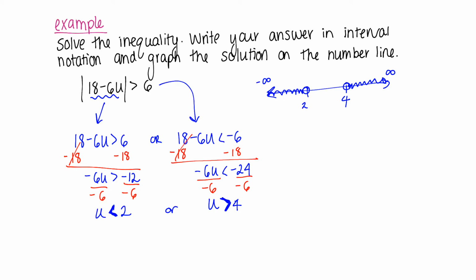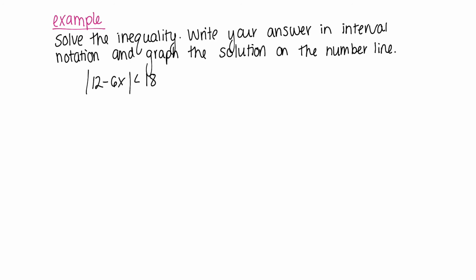But I'm going to give you the interval notation answer as well. It goes from negative infinity to 2. 2 gets a parenthesis because it's an open circle. Union 4 to positive infinity. And that's my interval notation answer. Let's do one last example for this topic.